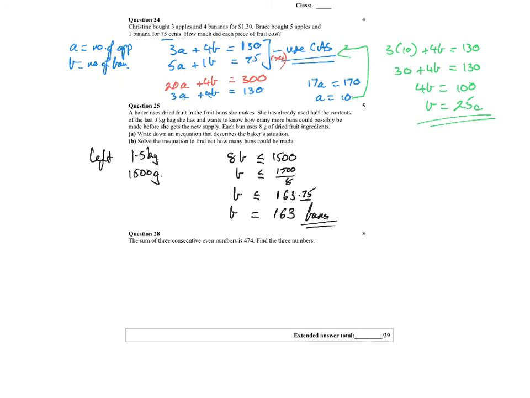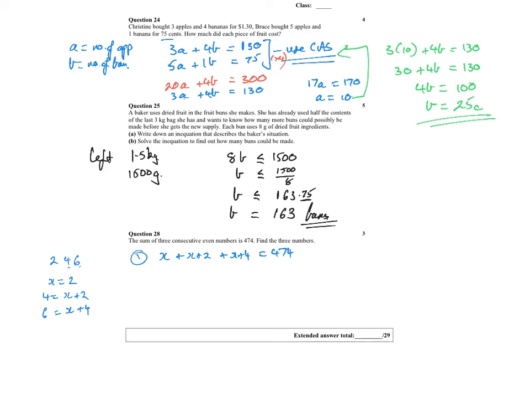28. The sum of three consecutive even numbers is 474. Okay. We don't need to worry, but for those of you that want to test yourself, let's think about three consecutive even numbers, 2, 4, 6. So if x is equal to 2, the next number 4 would be equal to x plus 2, and the number 6 would be equal to x plus 4, wouldn't it? So that means the three consecutive even numbers, x plus x plus 2 plus x plus 4, has to equal 474. So that's the hard part.